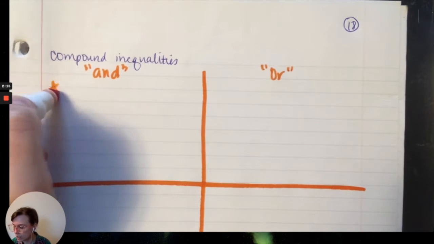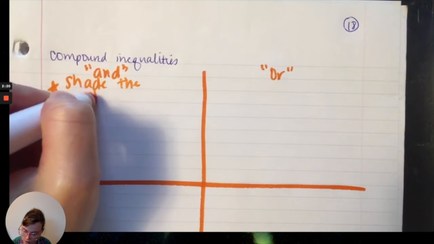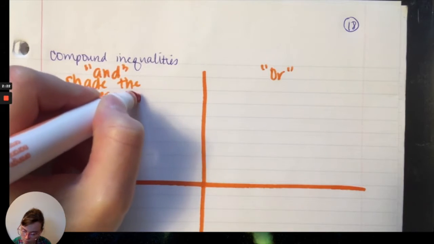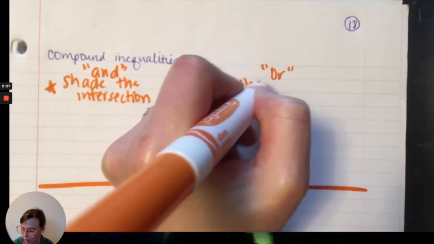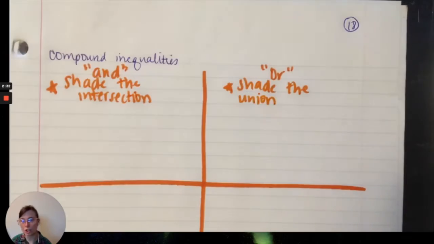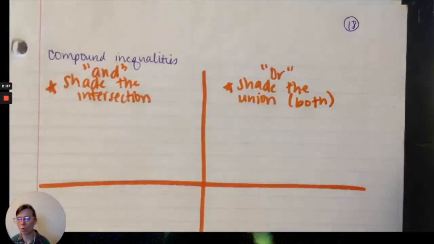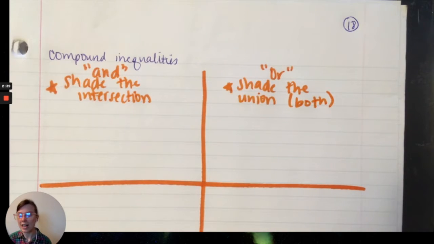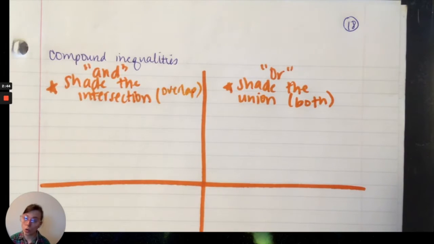So for ands, our goal is to shade the intersection. And for ors, we're going to shade the union. And since a union means joining things together, this really means just both. Or where they overlap. Like, not where they overlap, it's everything. Intersection is where they overlap. So it's the overlap only, versus shading the union, which is both of them, where they overlap and where they don't overlap, where they're just singles.